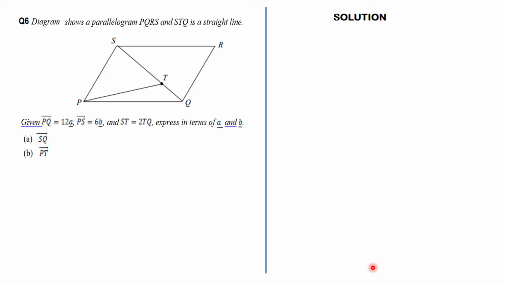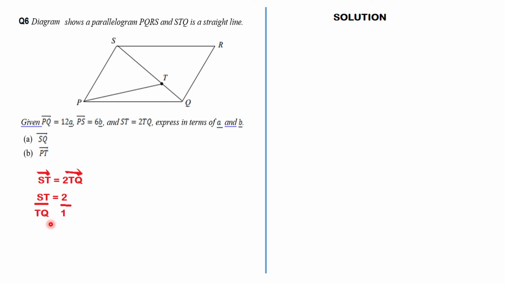Question 6. The diagram shows a parallelogram PQRS and a straight line STQ. Given vector PQ equals 12a, PS equals 6b. Here you are given the information that ST equals 2TQ. Now you can rewrite this equation in fraction form.